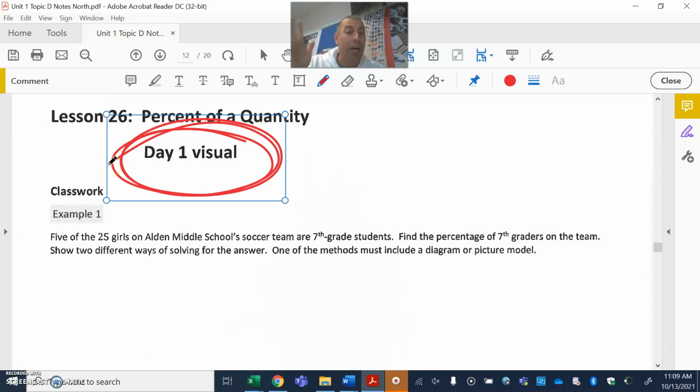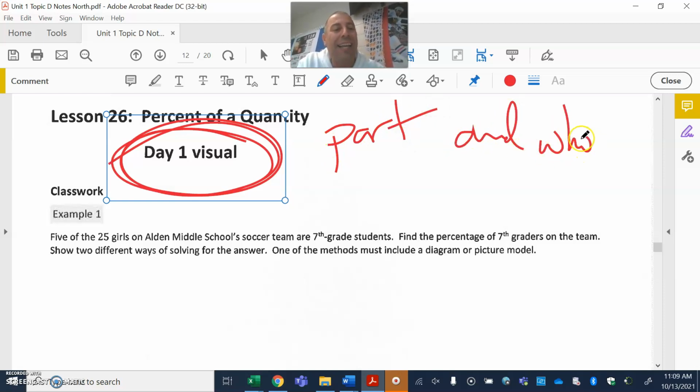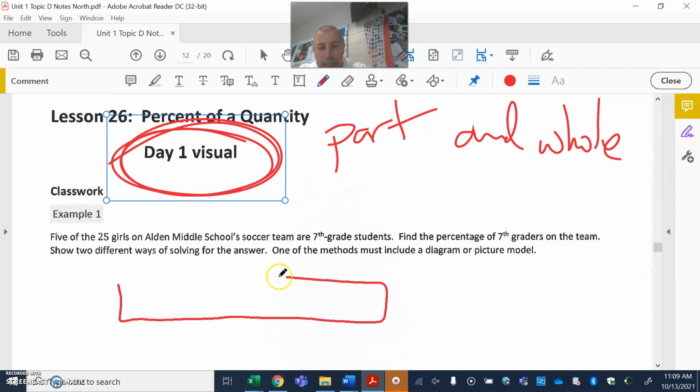All right. So here's what we are after. And this is going to work not only with the visual, but the algorithm that we're going to see here soon as well. We've got to identify the part, and we've got to identify the whole. All right? So whole as in everything, all right? The part as in just a portion of it. So when we look at this here, we're going to set it up, and we're going to get a visual.